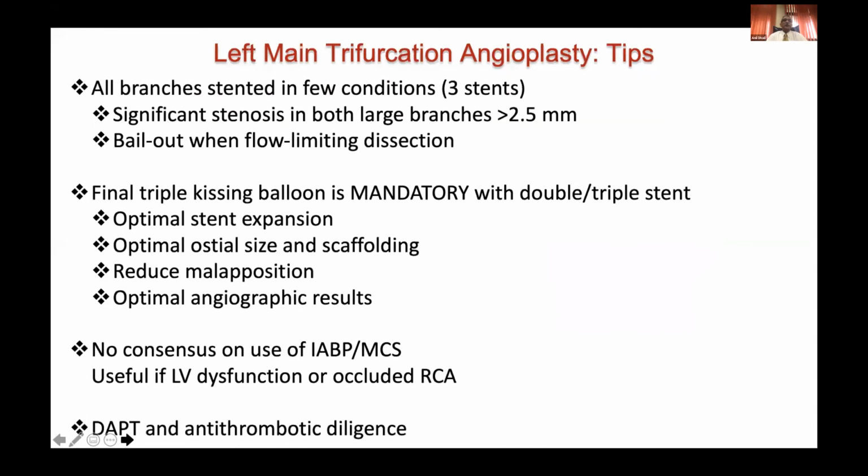We must understand that we need to protect all three branches because all three branches are proximal vessels. They would subtend a large myocardium. We need to be able to treat them and respect whatever metal we place in them by doing an optimal stent expansion with optimal sizing. We decrease the malapposition, preferably with imaging and physiology. There may not be consensus regarding circulatory support, but if there is an LV dysfunction or an occluded RCA, I would not hesitate. I would again repeat that we have to be very diligent about antithrombotics and DAPT.